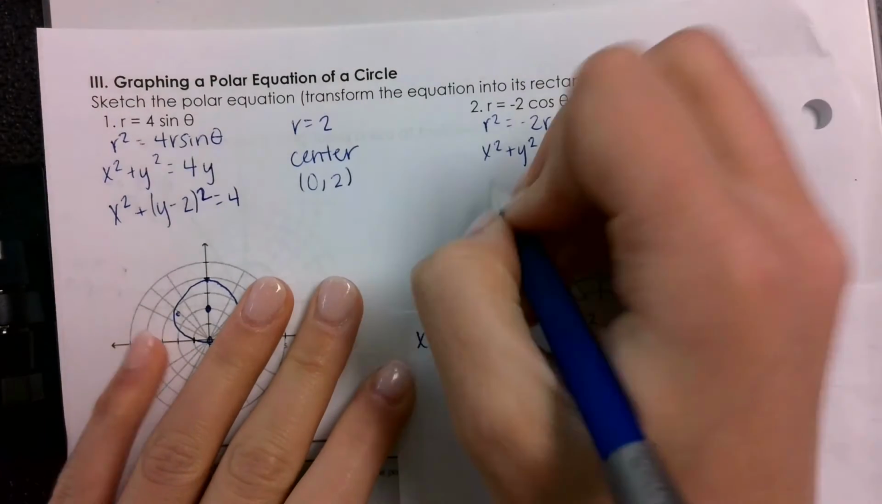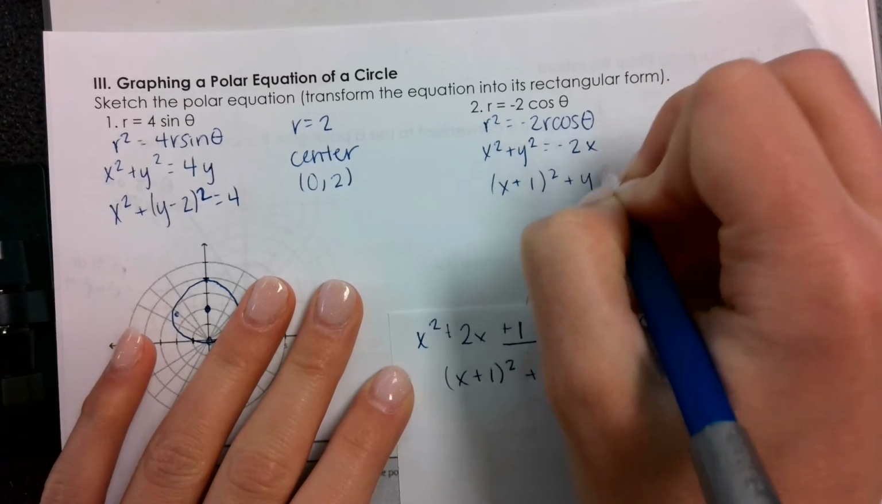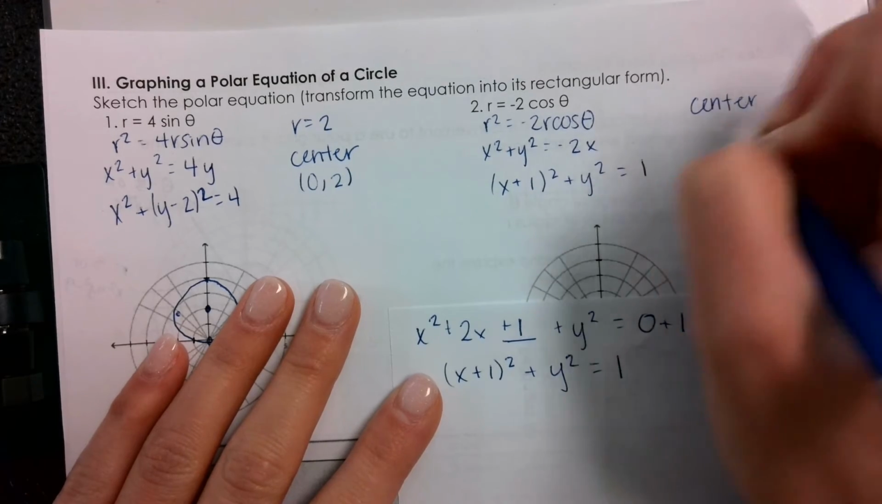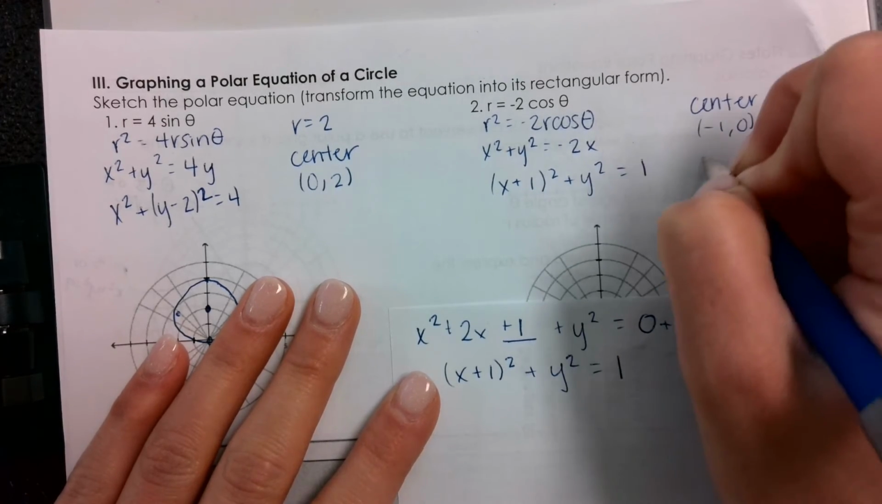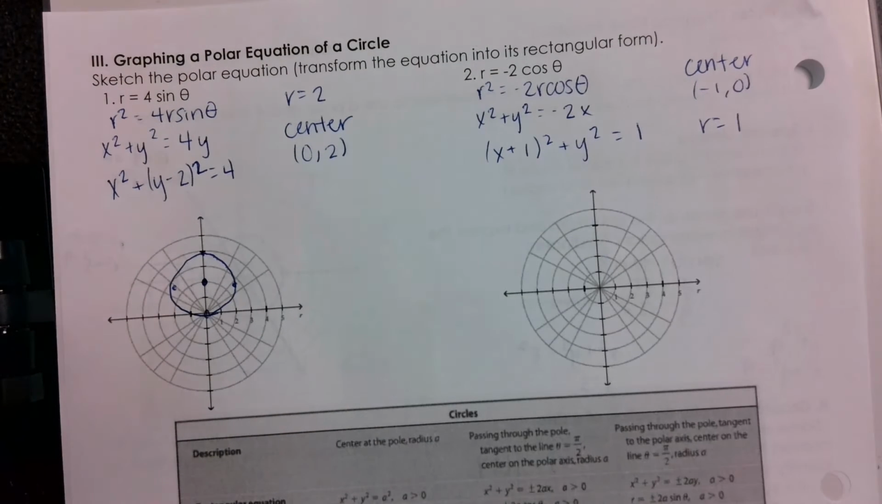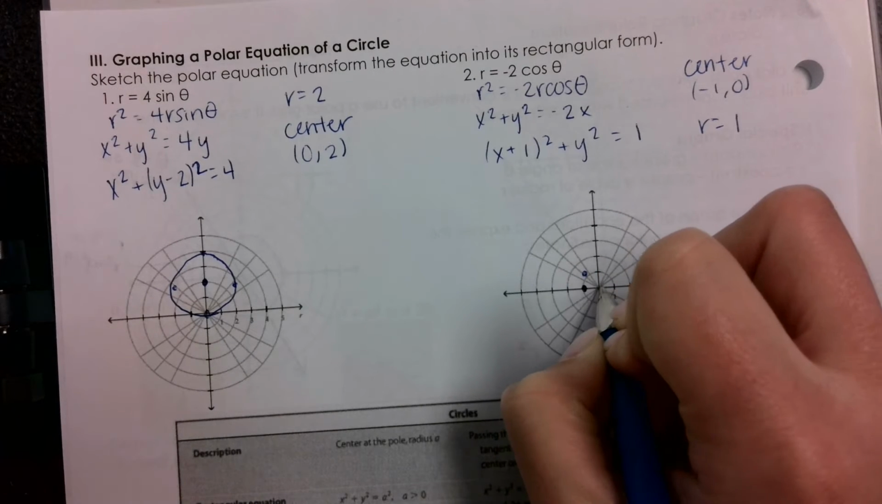So where's our center going to be for this one? Negative 1, 0. And what's our radius? 1. Are we okay with that? Have we really never done circles? It's to the left 1, no up or down, and the radius is 1.